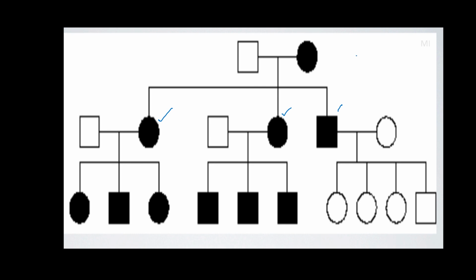Then we can say this is mitochondrial inheritance, because we inherit mitochondrial DNA only from the mother, whereas the DNA present in the nucleus is 50% from the mother and the other 50% from the father. But we inherit mitochondrial DNA 100% from the mother itself. So this is a pedigree of mitochondrial DNA inheritance.